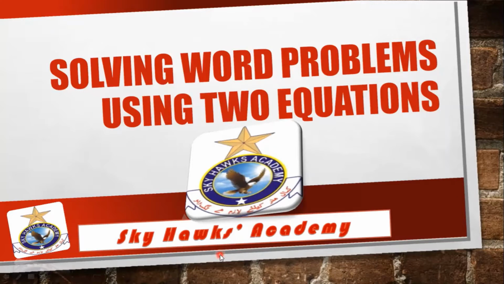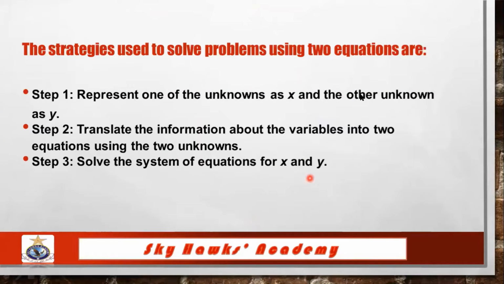So let's see the next one. If you can read this, please read this one. The strategies used to solve problems using two equations are: Step one. Represent one of the unknowns as x, and the other unknown as y. Step two. Translate the information about the variables into two equations using the two unknowns. Step three. Solve the system of equations for x and y.